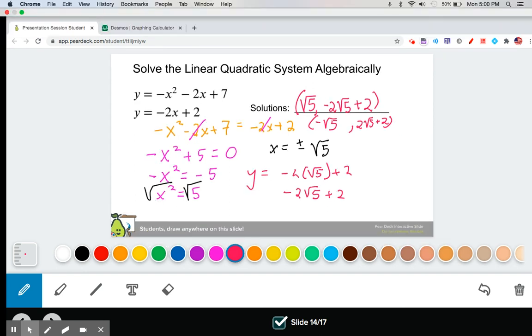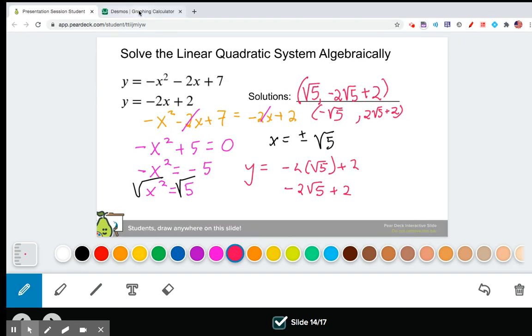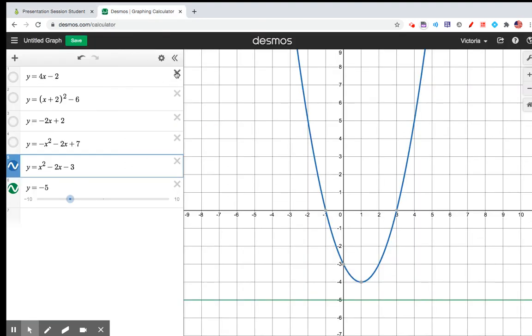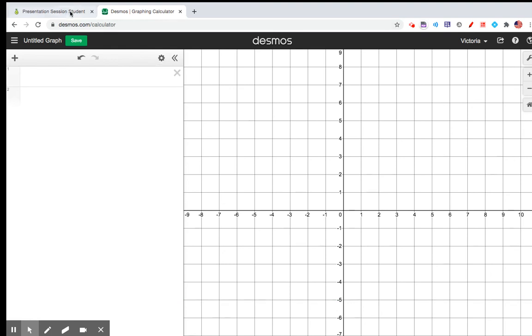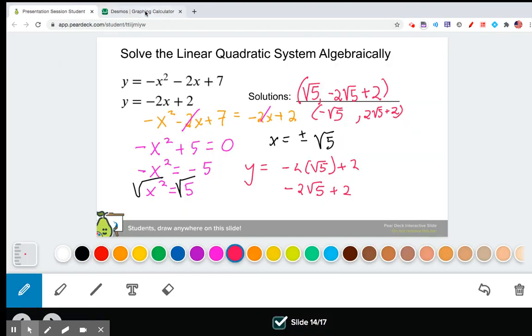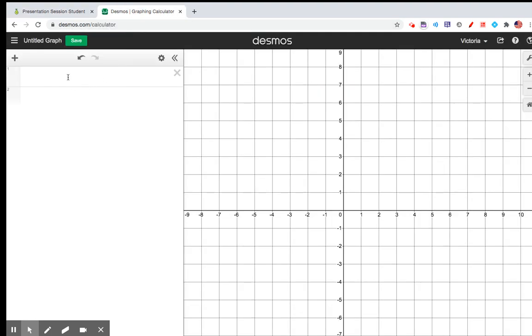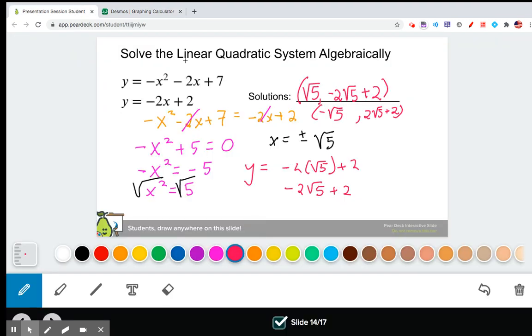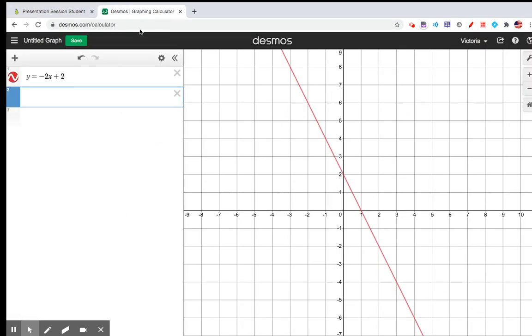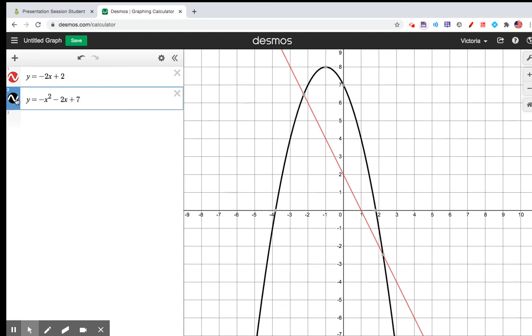And I'm just going to end this video by showing you this one. I'm going to type these into Desmos so that you can see how to interpret these strange looking solutions. Here's the linear. y equals negative 2x plus 2. There's your linear function. Let's make it in red. Okay, my quadratic function, negative x squared minus 2x plus 7. I like my quadratic function in blue.